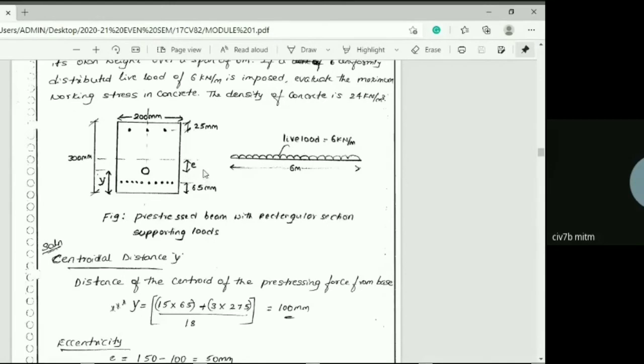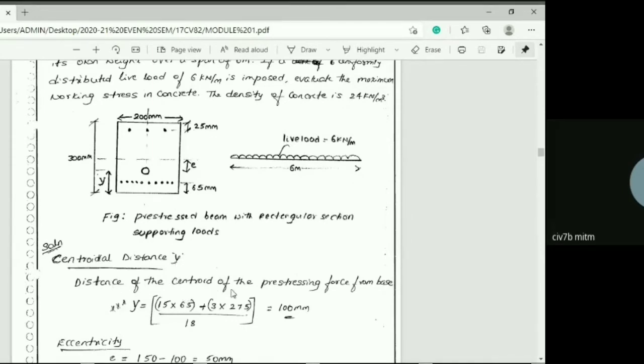Okay, so that distance is called eccentricity. Is it clear? So for this, let me calculate the centroidal distance of the wire. That means where exactly I need to induce the pre-stressing force, because to calculate the eccentricity, I need to know the centroidal distance of the tendon. How to calculate that? Please write down: centroidal distance y of the tendon. Please note, it is not the section.